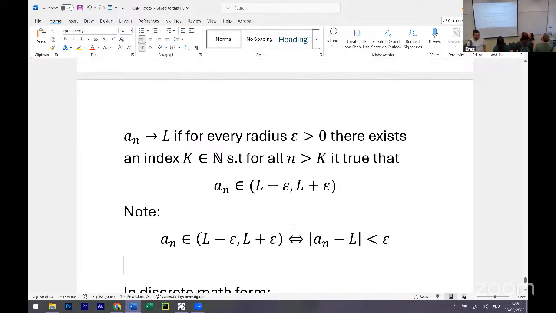But here, for every radius epsilon there exists an index k such that for all n larger than k, it's true that a_n is an element of the open interval L minus epsilon.